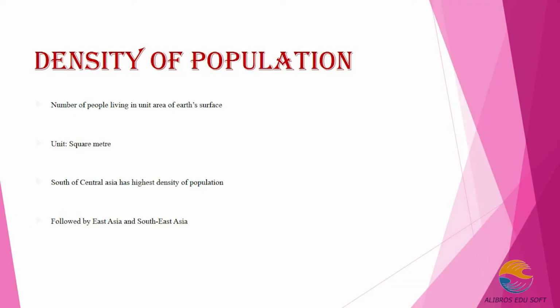Next is density of population. The number of people living in a unit area of Earth's surface is referred to as density of population. It's usually measured in the unit square kilometer. South and Central Asia has the highest density of population, the second one is the eastern portion of Asia, and the third is the southeastern portion of Asia.